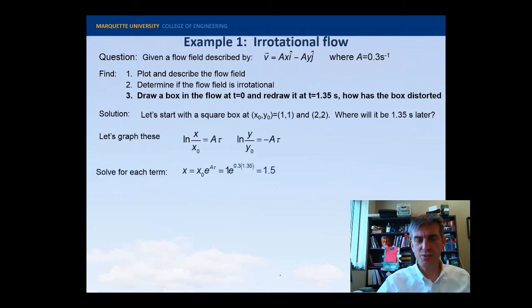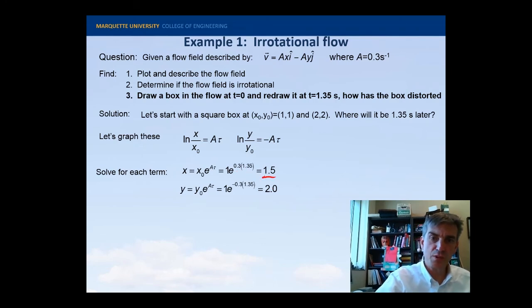I think it's easier to just take the exp of both sides and work with the trajectory, x and y as a function of x naught, y naught, e to the a tau. So for a point that's initially at 1 and 1 with capital A equal to 0.3, at some time later, 1.35, you can see that this point has moved to 1.5 and 2.